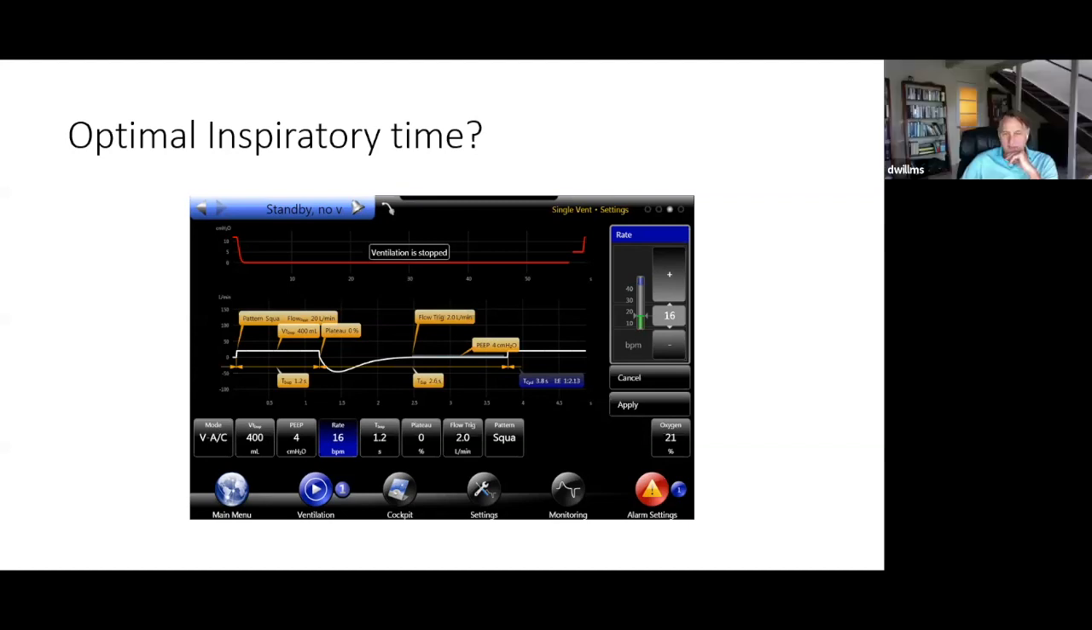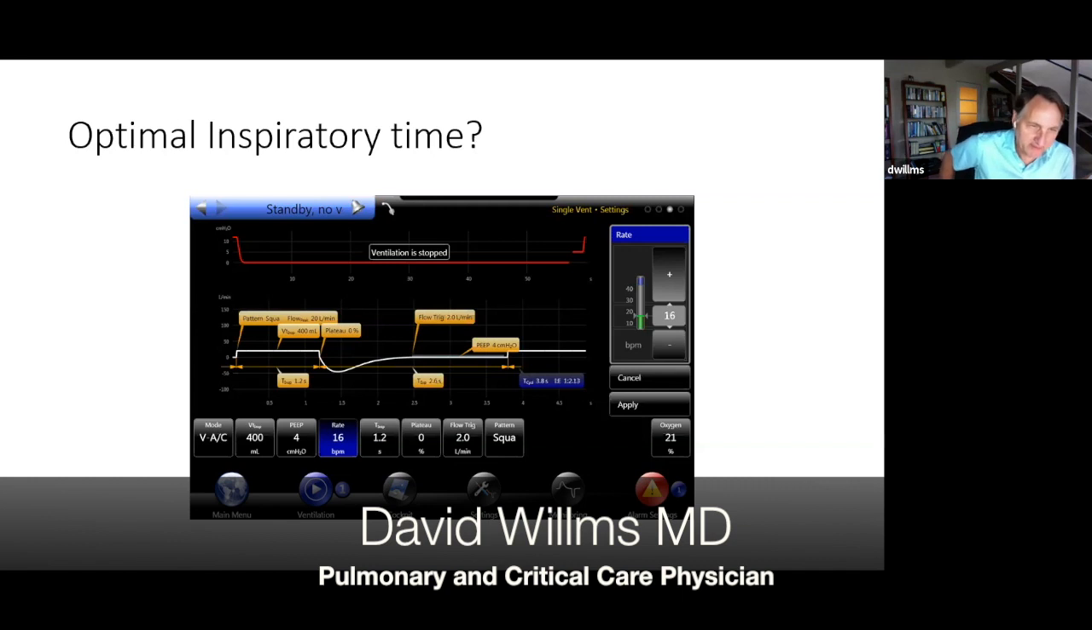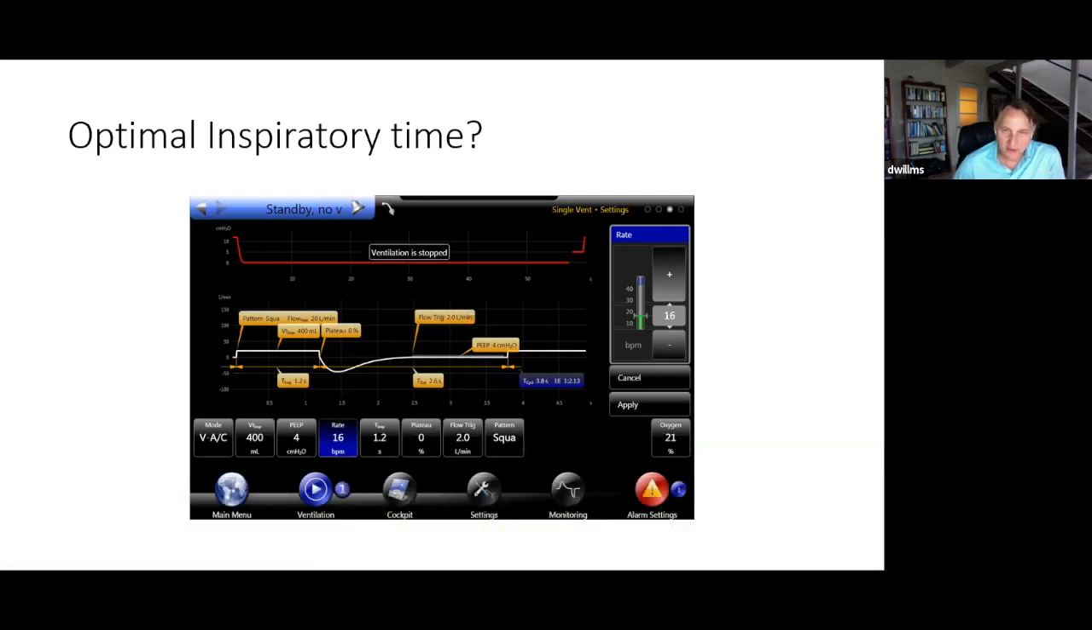Yeah, I would say the same thing. I mean, this is almost a throwback because I have used volume assist control so little in the last 20 or 30 years since we've had modes like PRVC or now APVCMV on the Hamilton ventilators.